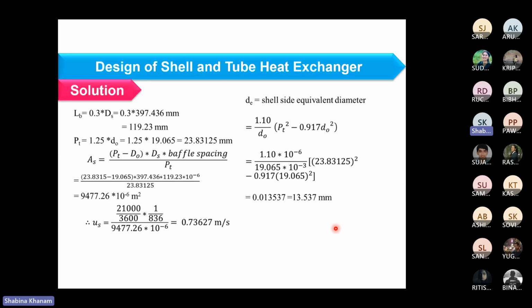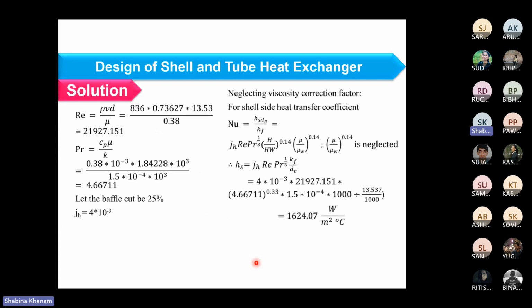However, if you see, the shell diameter is significantly higher in comparison to the OD of the tube. It is only 19 mm, but the shell diameter is coming as around 400 mm. But the characteristic length, or we can say the equivalent diameter in the shell, would be lesser. I hope you are getting what I'm trying to emphasize.